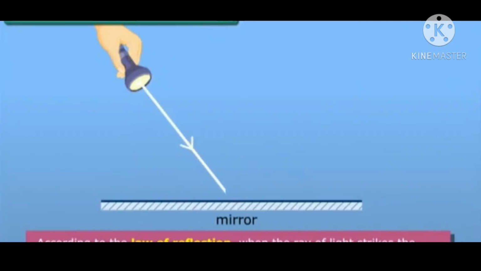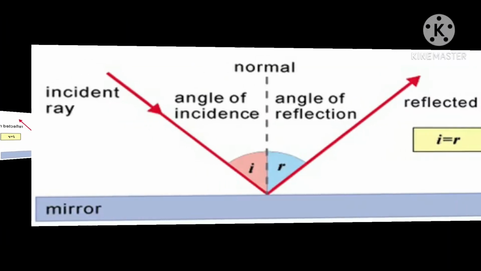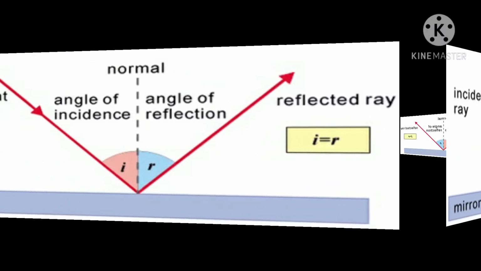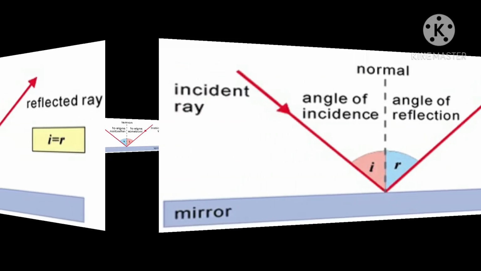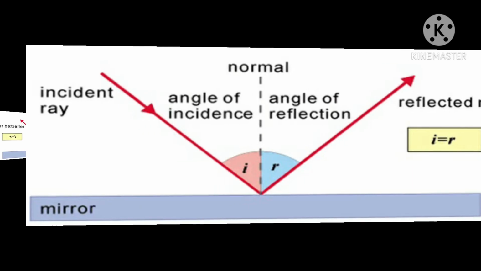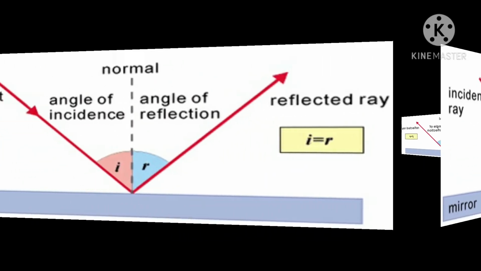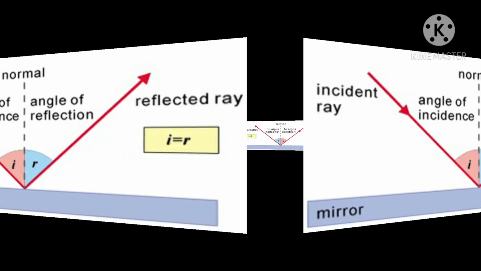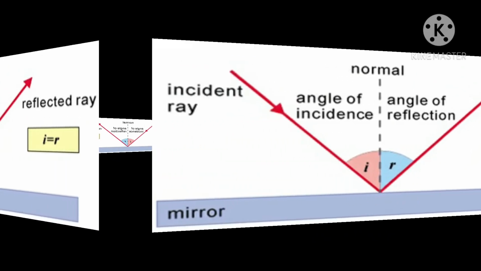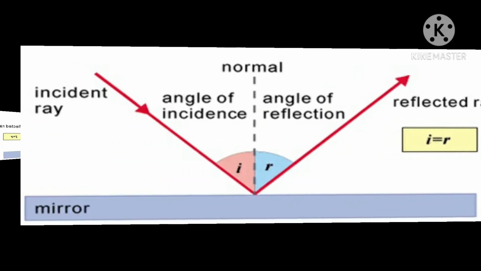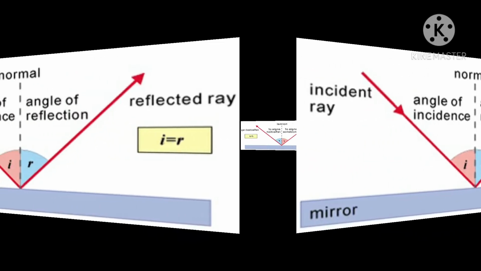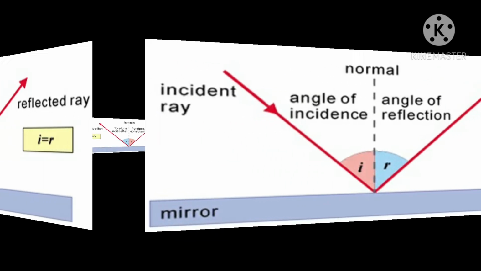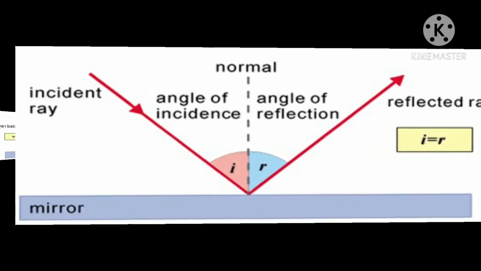And then normal. The normal is the line which is perpendicular to the mirror surface at the point of incidence. Normal line is an imaginary line drawn between incident and reflected rays. The next is angle of incidence. The angle between incident ray and normal ray is called angle of incidence. The last one is angle of reflection. The angle between the reflected ray and the normal is called angle of reflection.